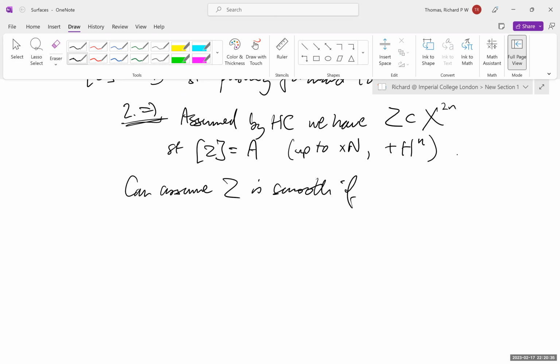If its dimension, well, if p is bigger than n-1. In particular, in the half-dimensional case that I'm interested in, you can assume that p is smooth. So that's an argument due to Kleeman. So let me just sketch it.